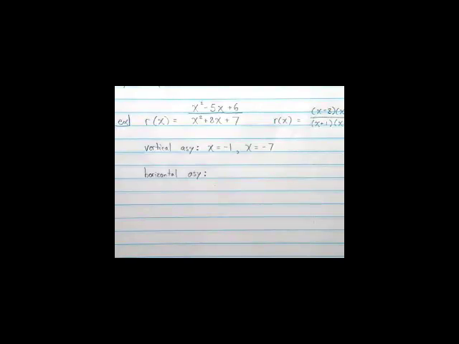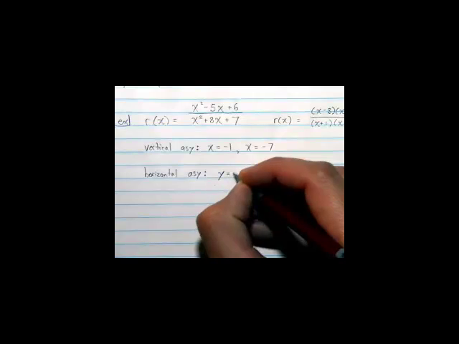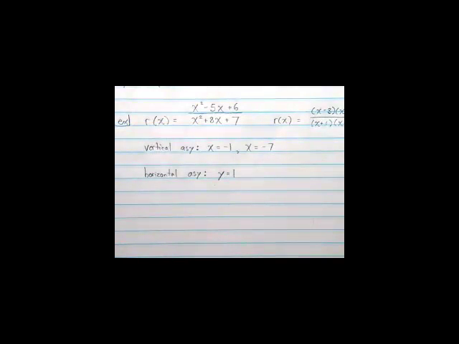Okay? So, what situation am I in here as far as the degree is concerned? They're the same. So if they're the same, what do you do? You divide those coefficients. And what are my coefficients? 1 and 1. So what should be my horizontal asymptote then? Y equals 1. Okay, so we got all of our asymptotes.